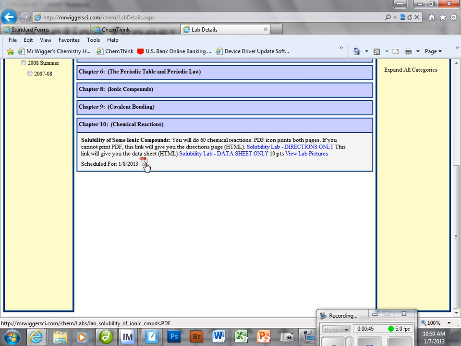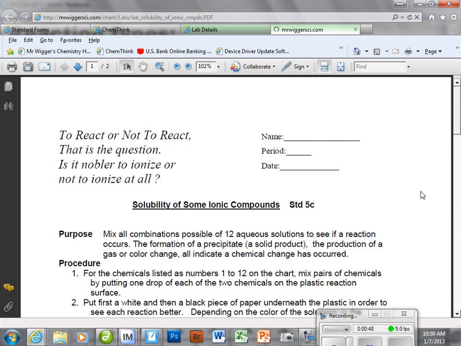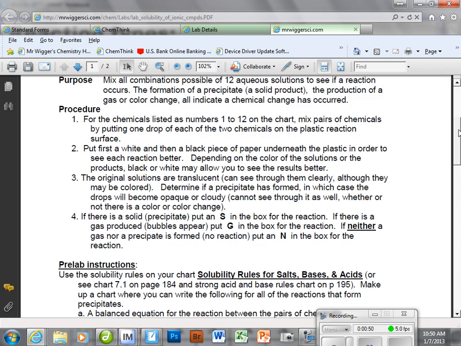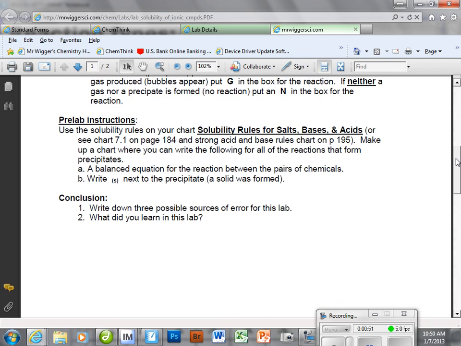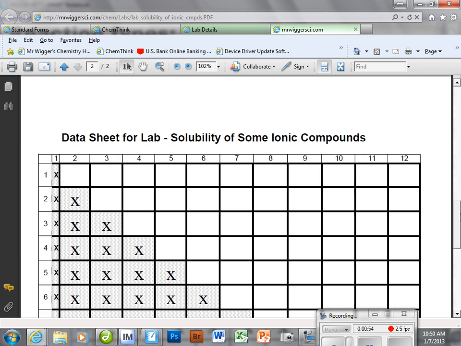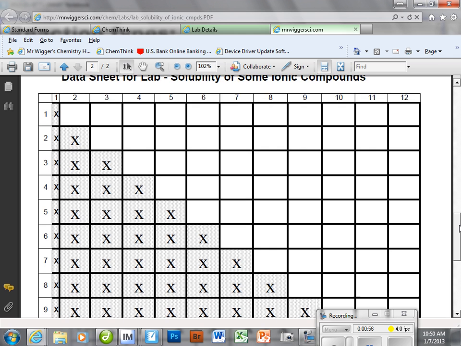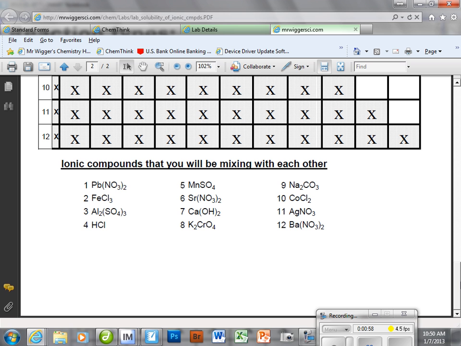And we are going to look at the printout that all my students have to do, which includes how to do the lab, and then secondly, the data sheet that we use for the lab, which has the list of the chemicals that you'll need for this activity.